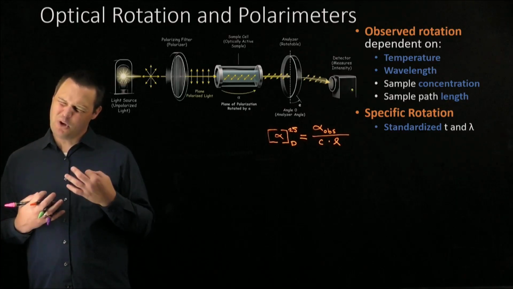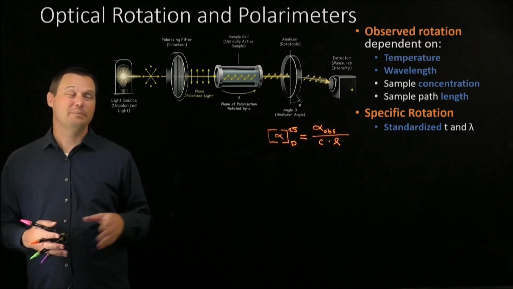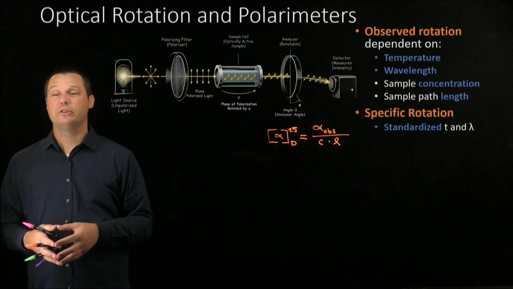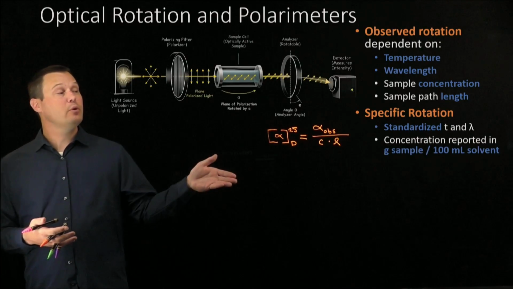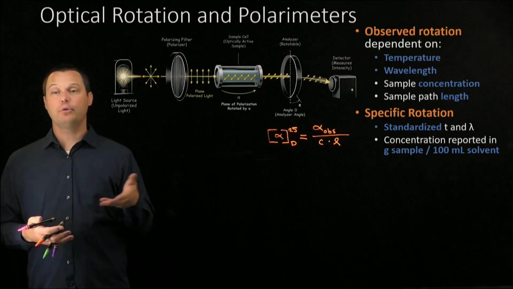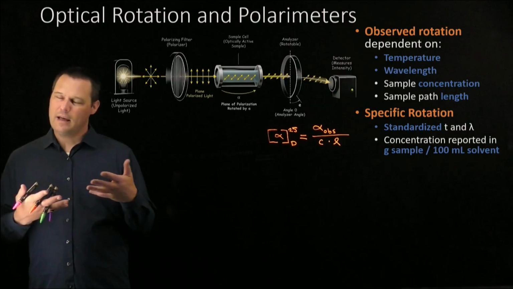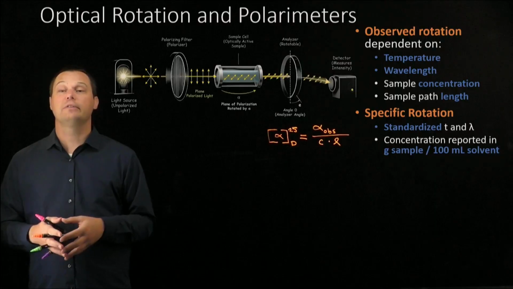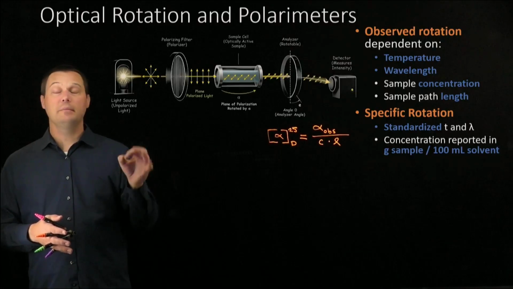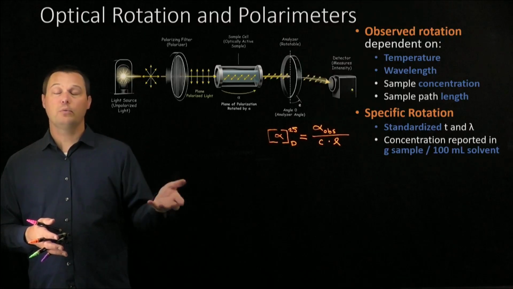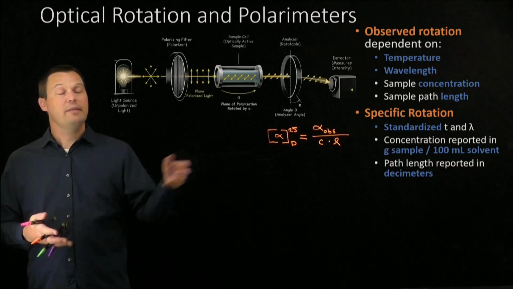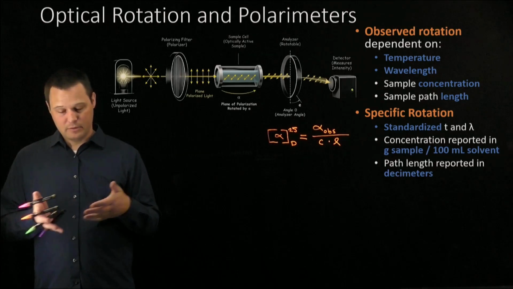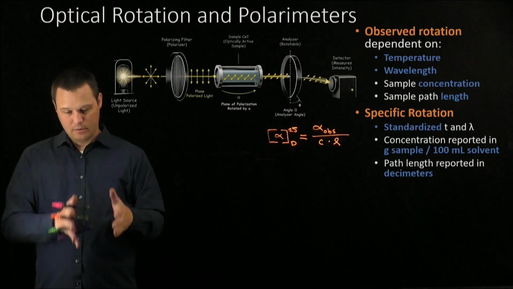The one thing that's always bothered me about specific rotation is how we standardize the concentration and the path length. I wasn't privy to these conversations and decisions, but we report concentration in grams of sample per 100 milliliters of solvent, not molarity or any other standard measure of concentration. The concentration specifically must be in the units of grams of sample per 100 milliliters of solvent. And the path length isn't much better. We report the path length in decimeters, not meters or centimeters or millimeters, decimeters.